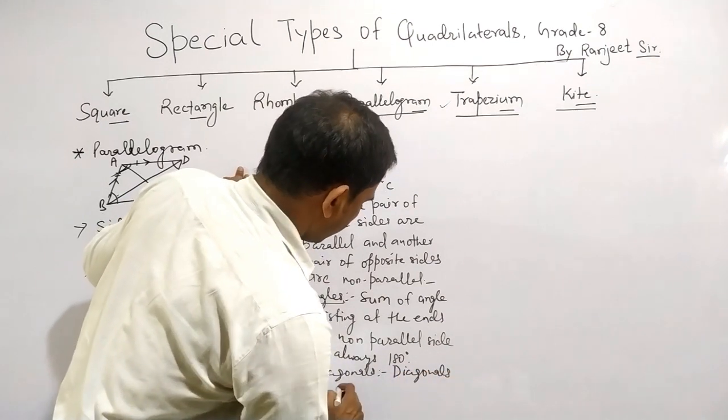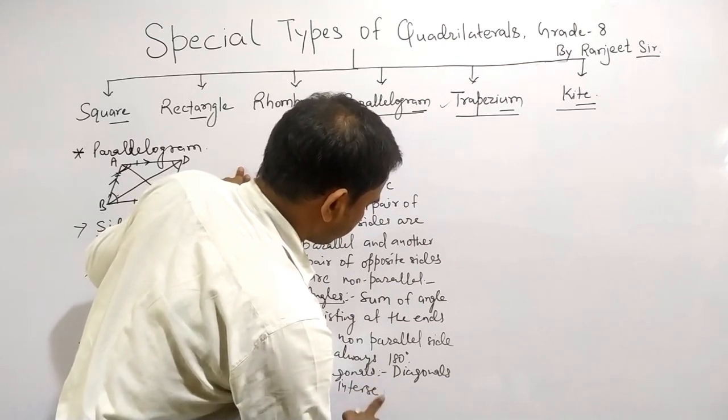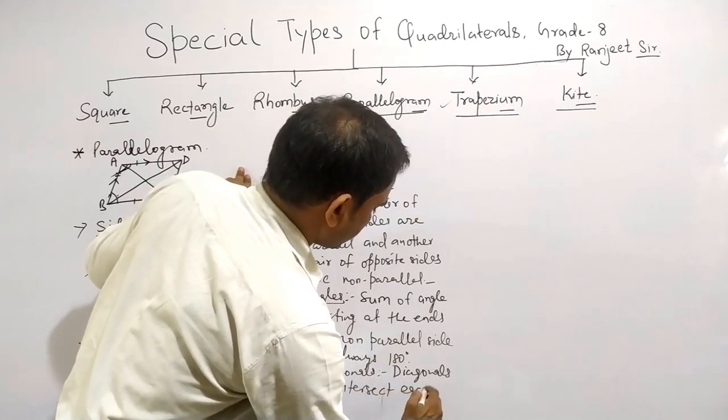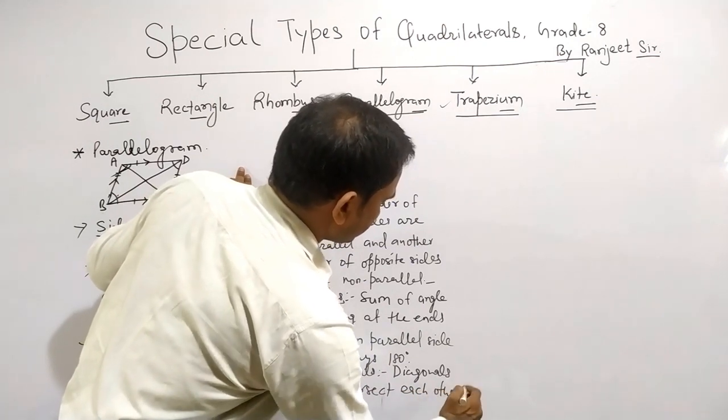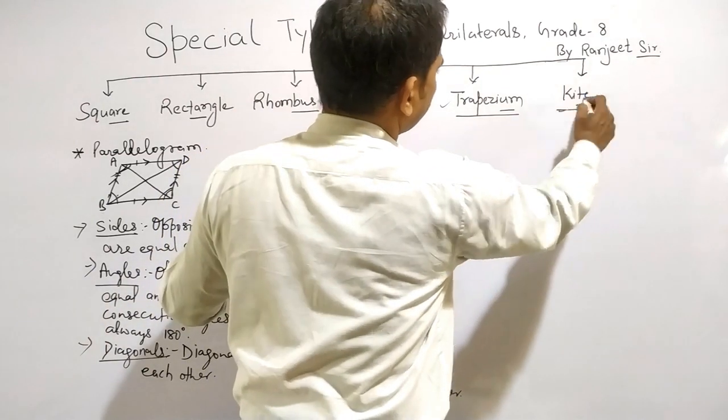Diagonals intersect each other. Okay. The next one we have to discuss is the kite.